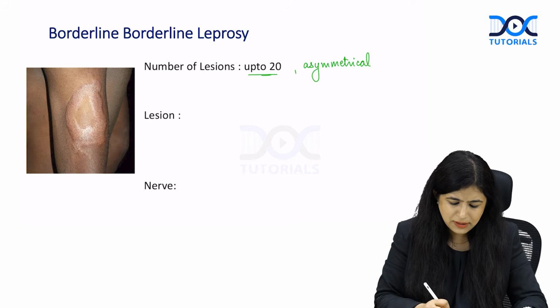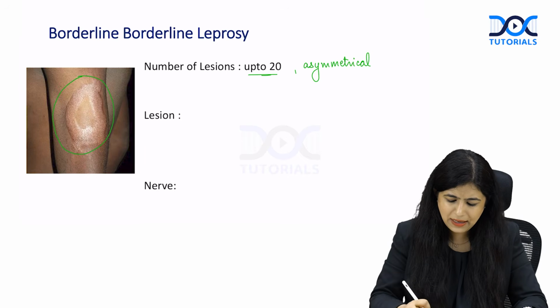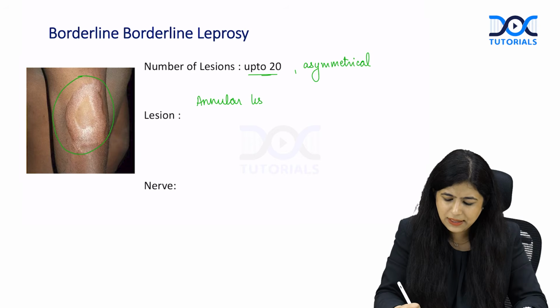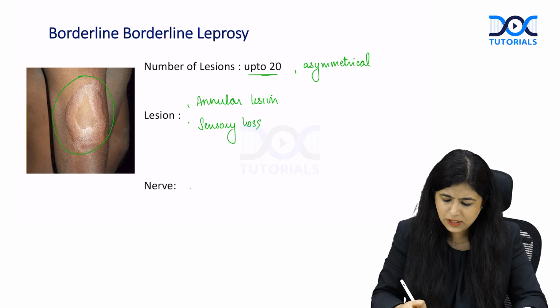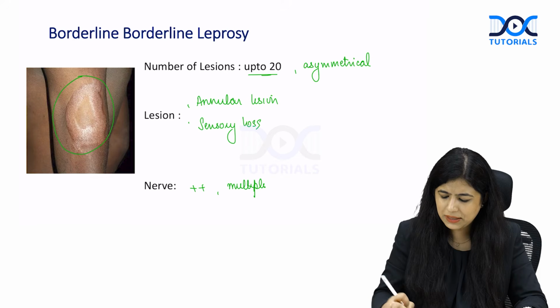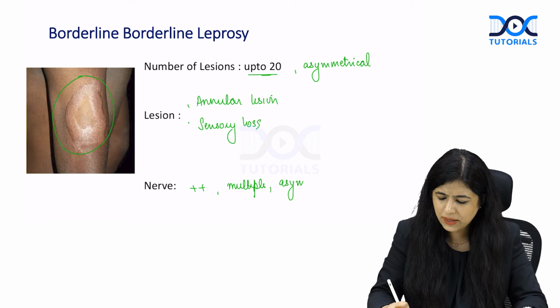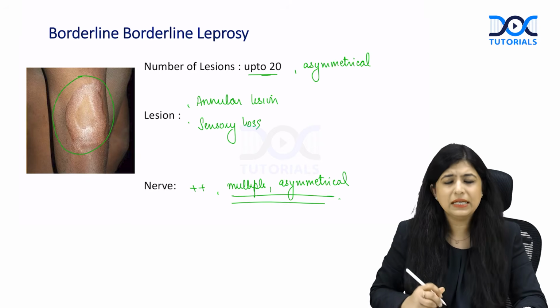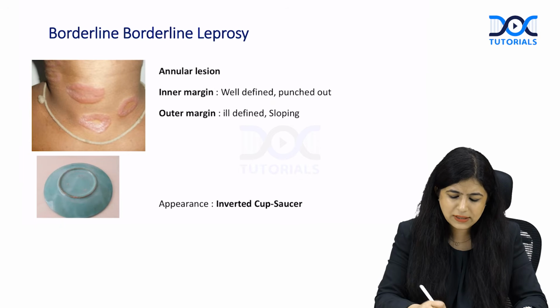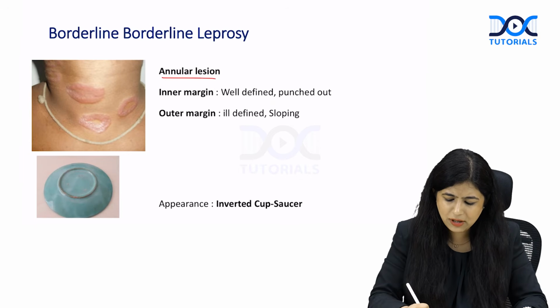If you look at the lesion, the classic lesion here is an annular lesion. The classic lesion here is an annular lesion which has sensory loss. The nerves are also enlarged. They can be multiple nerves, but these are asymmetrical, means one here, one there, asymmetrical enlargement of the nerves. Now, look at the lesions. I told you these are annular lesions. Annular lesions means ring-shaped lesions.